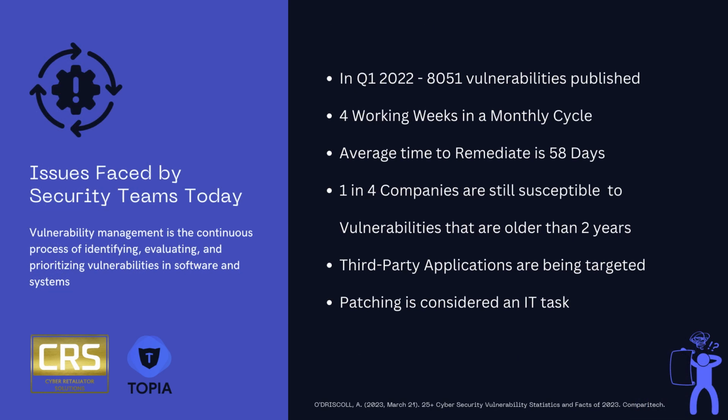Now we are faced with a number of challenges as it pertains to the cybersecurity space in general. In the first quarter of 2022, there were 8,051 vulnerabilities published, which is quite significant, if I do say so myself. The typical cycle in a month is 4 weeks, and the average remediation time is around 58 days, right? So you can see the impasse that has been created there, right? Further, 1 in 4 companies are still susceptible to vulnerabilities that are older than 2 years.